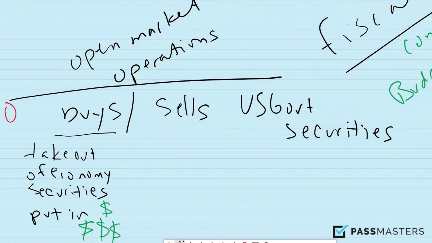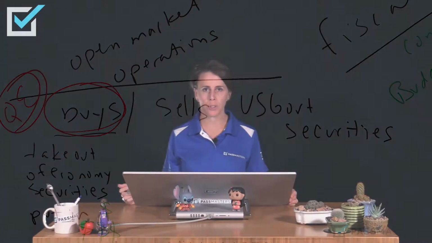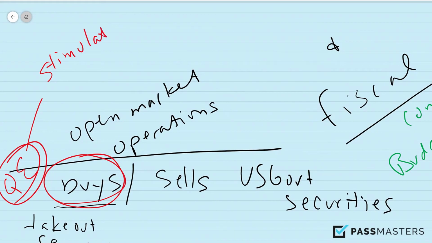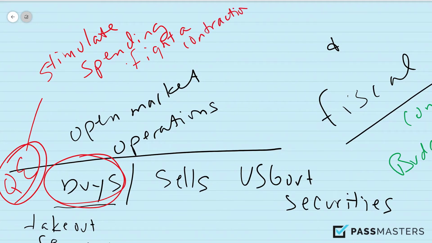It's called quantitative easing, or QE, quantitative easing, when the Fed buys U.S. government securities. It's done to stimulate spending. If they're embarking on this strategy to stimulate spending, they must be trying to fight a contraction or a recession. This is also called expansionary monetary policy.